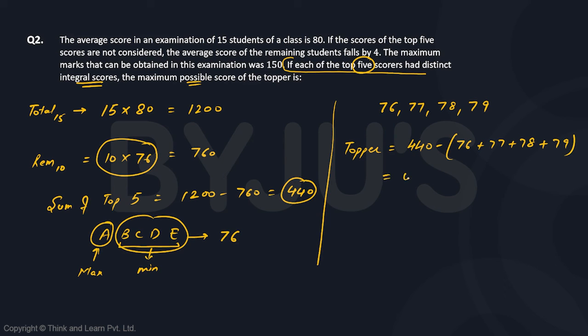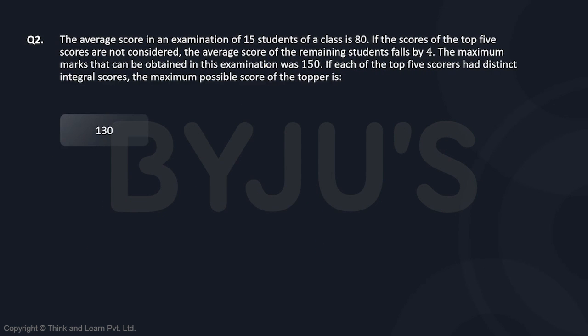So this will come out to be 440 minus, let's check this out, 140, 280 and it will be 310. Okay, so this comes out to be 310. So 440 minus 310 will be equal to 130. Now 130 is less than the maximum possible score which can be obtained in the examination. So we can take 130 as our final answer. So the correct answer here is 130.